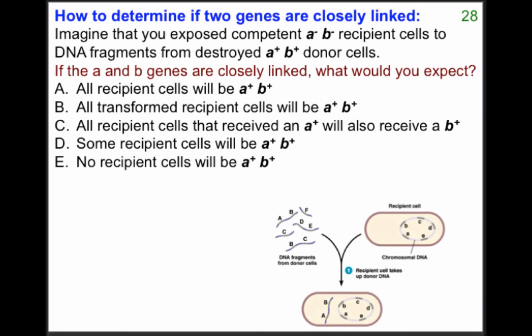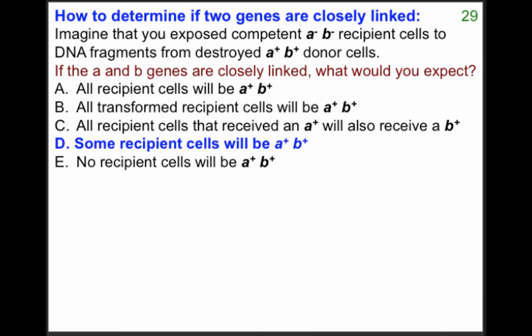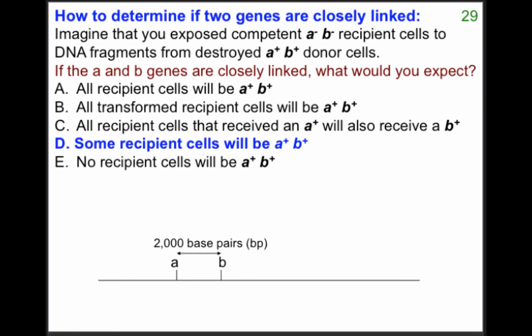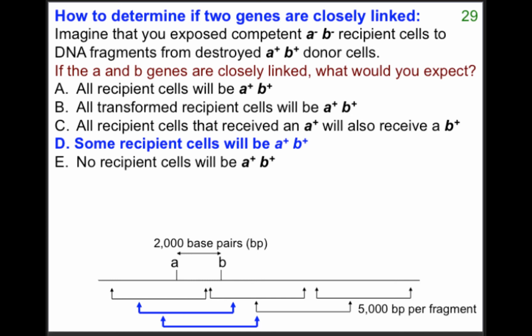All right, welcome back. So the correct answer in this case would be D. All right, so you would expect some of the recipient cells to be showing the working versions of both the A and the B genes. So to give you another picture to help you visualize this, let's say that the A and B genes from the donor cell were actually about 2,000 base pairs apart. All right, and we're breaking that donor DNA into fragments that are around 5,000 base pairs long.